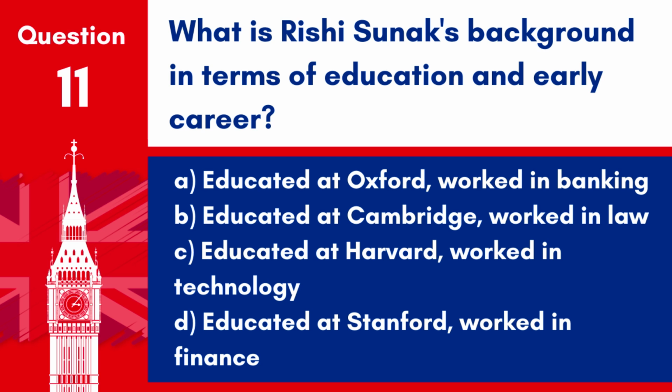Question 11. What is Rishi Sunak's background in terms of education and early career? A. Educated at Oxford, worked in banking. B. Educated at Cambridge, worked in law. C. Educated at Harvard, worked in technology. D. Educated at Stanford, worked in finance. Answer: A. Educated at Oxford, worked in banking. Rishi Sunak's background includes an education at Oxford and a career in banking before entering politics.